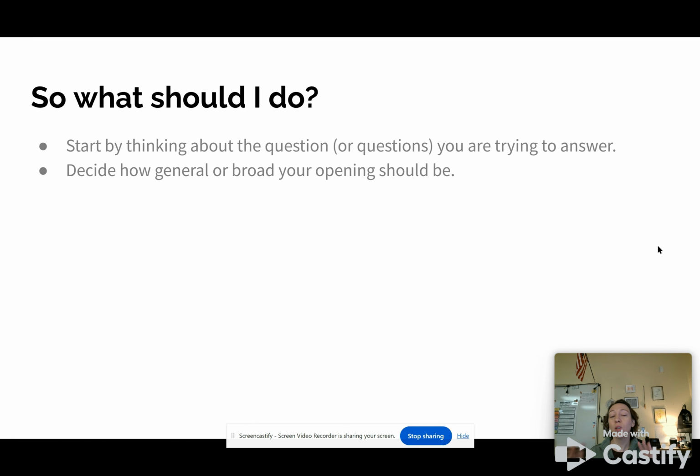So then you need to decide how general or broad your opening should be. And I recommend writing your introduction last. So you have your body paragraphs mostly finished, and then you go to your introduction and say, okay, now how can I bring in some other person who hasn't done the research that I have done, okay?